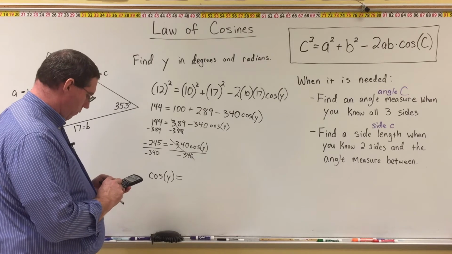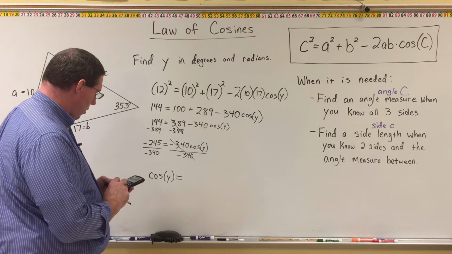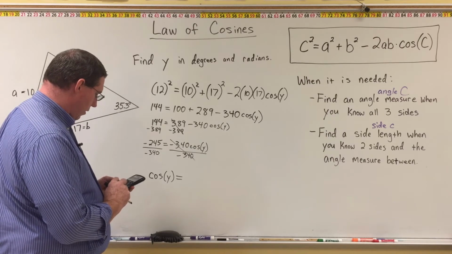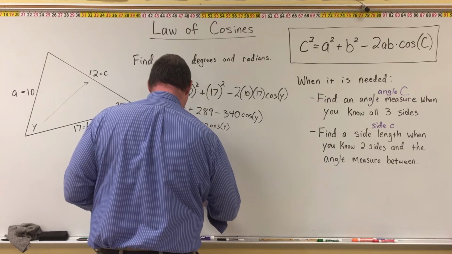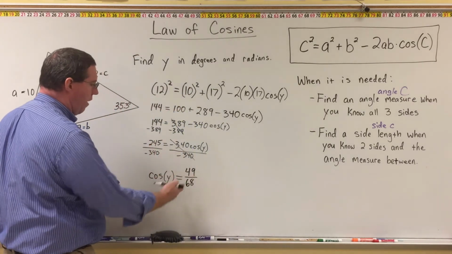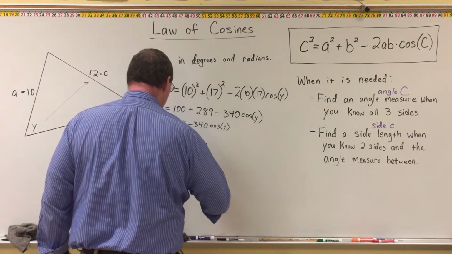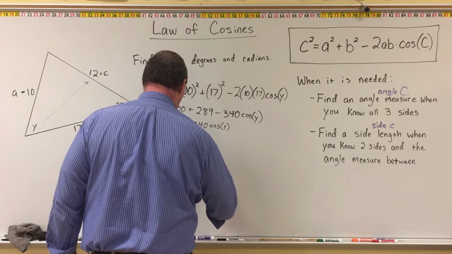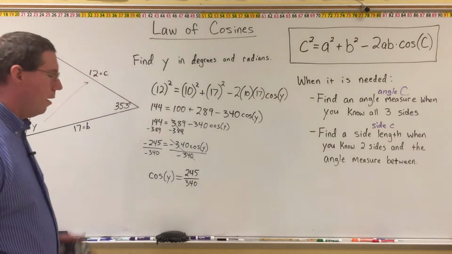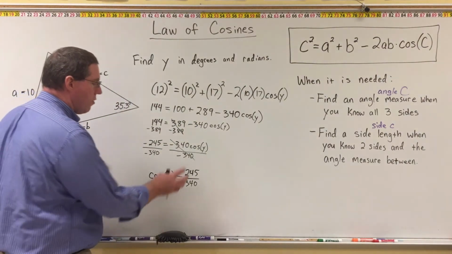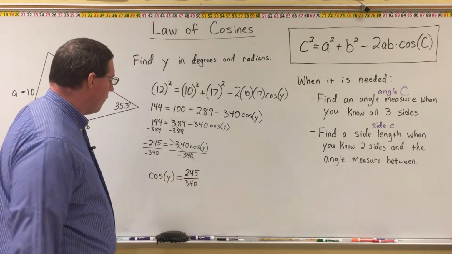245 divided by 5 gives us 49. 340 divided by 5 gives us 68. So we got 49 over 68. Now you could just leave it as 245 over 340. That's fine. Just to make it easier for you, I don't want to confuse you guys too much, 245 over 340. But just know that you can reduce the fraction if you want to, but you don't have to reduce the fraction because this isn't being put in as a final answer, okay? All right, so we got cosine of y is equal to 245 over 340.